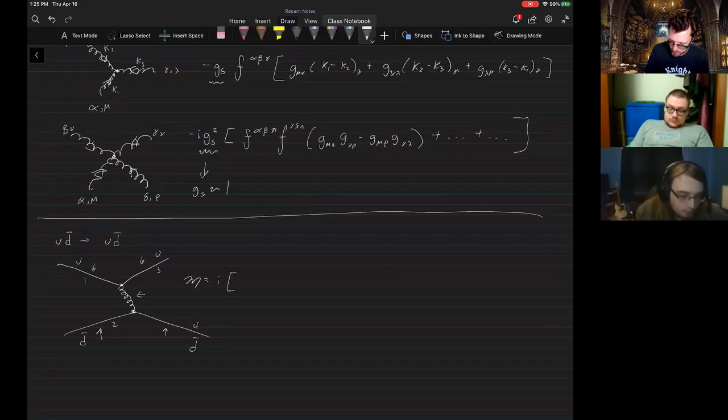Okay. So the first bit is, I would have something that's like this: U bar 3, C3 dagger, minus i g_s over 2 lambda alpha, gamma nu, U1, say C1. Okay. So here's the first bit.